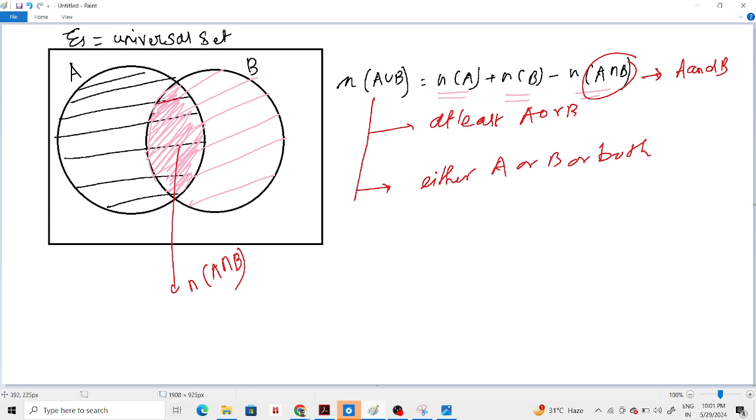This portion indicates A and B. What does this one indicate then? It indicates A union B whole bar. This one indicates n of A union B whole bar, that means not A union B. Say for example, A indicates the percentage of people who passed in history, B indicates the percentage of people who passed in biology. Then A intersection B indicates the percentage of people who passed in both. Then this indicates the percentage of people who didn't pass in any of these subjects.